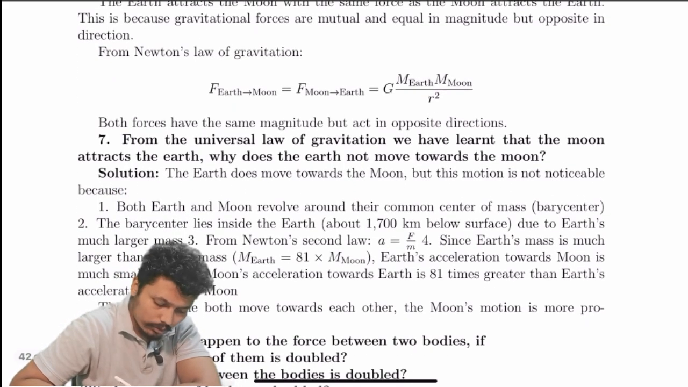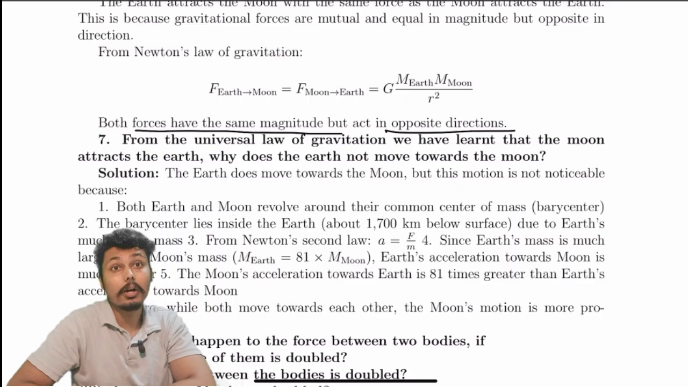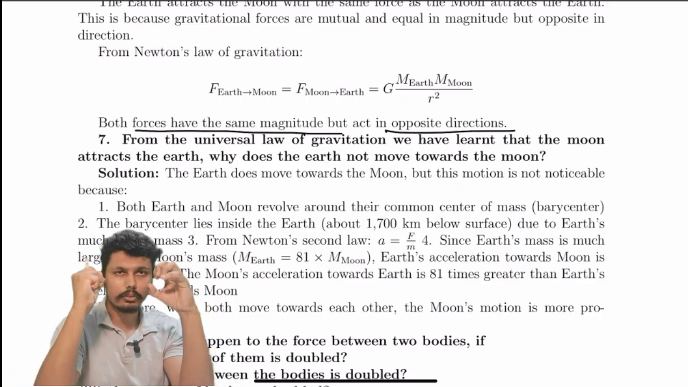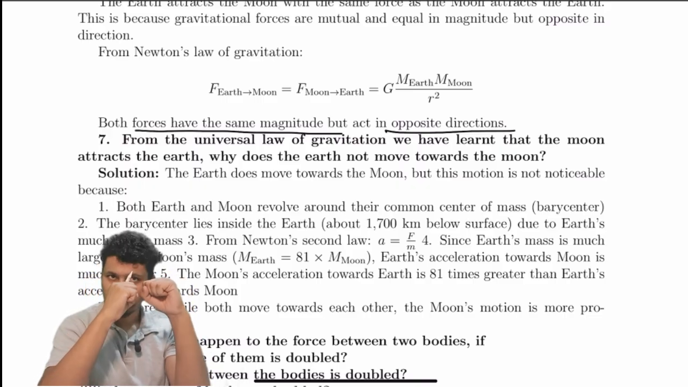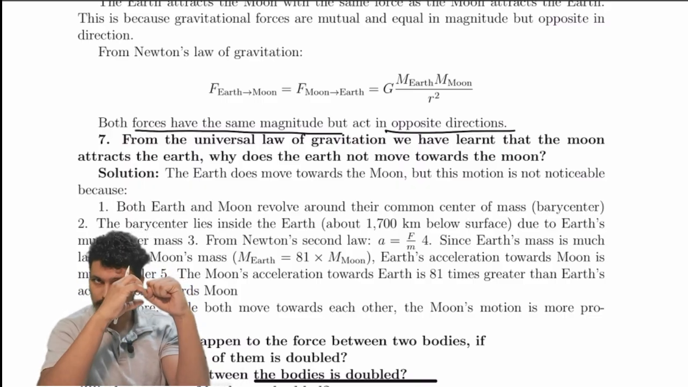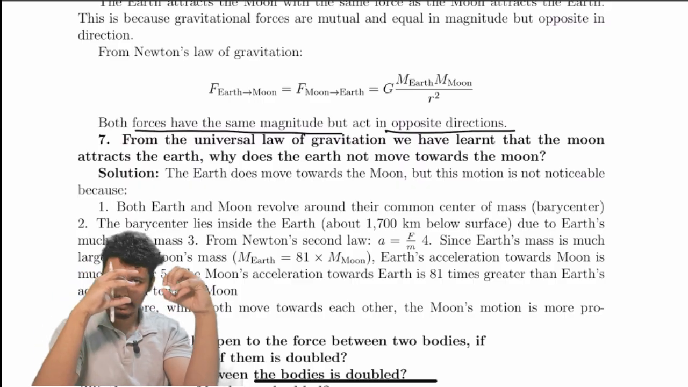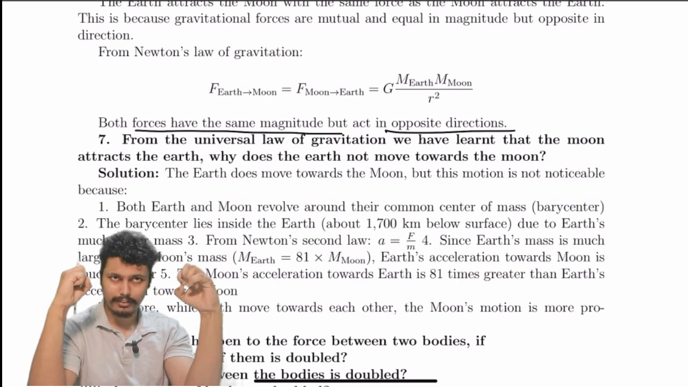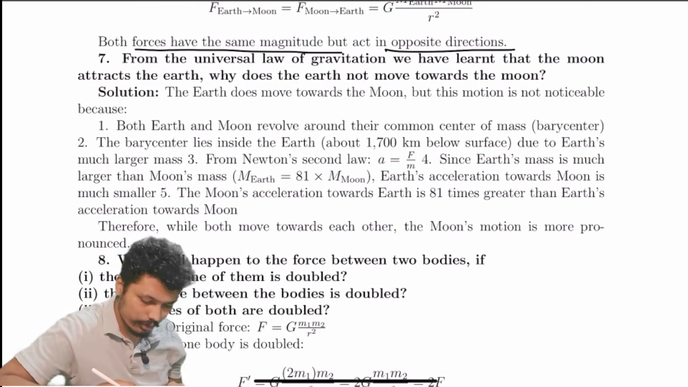Both forces have the same magnitude but act in opposite directions. What does it mean? The force between these two will be equal. Let's say this is the moon, this is Earth. The force will be the same, but the direction is different. Why? Because the force due to the moon on Earth is in this direction, it is pulling, and the force on the moon due to Earth is in this direction. So the directions are different, but the force magnitude is the same.